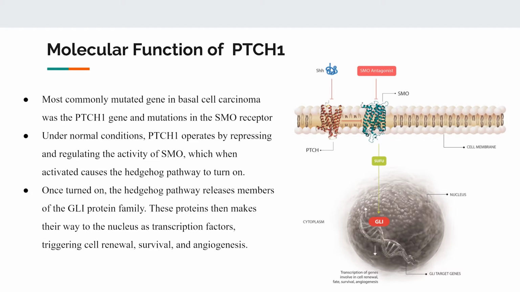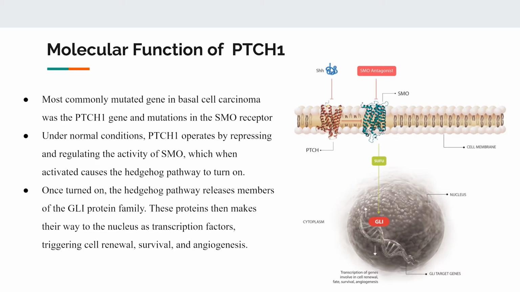Now, once this hedgehog pathway is turned on, it releases members of the GLI1 protein family. These proteins are super important because when they go to the nucleus, they act as transcription factors, and they trigger cell renewal, survival, and angiogenesis. So you don't want these things turning on all the time, obviously, because of all these huge cancer hallmarks that they can actually lead to if unregulated.